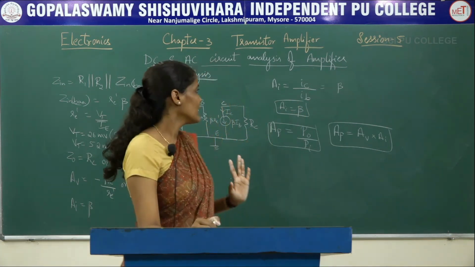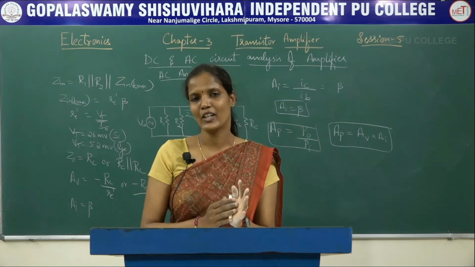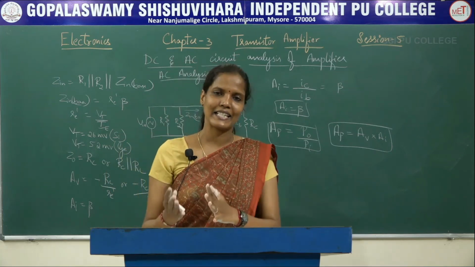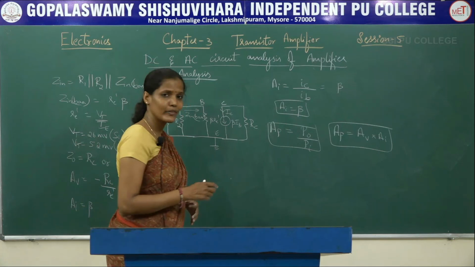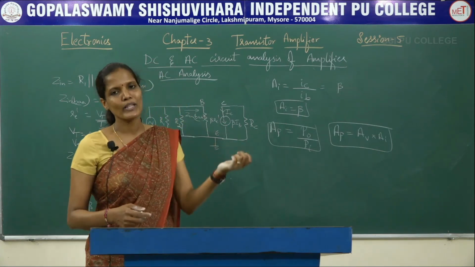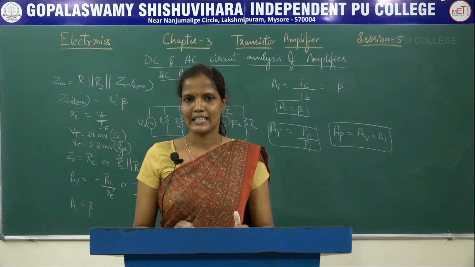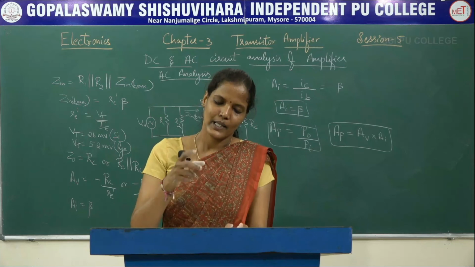So this is all about the AC analysis and the DC analysis of a common emitter configuration amplifier. We have to do the DC analysis and AC analysis separately. While doing the DC analysis, we are going to open the capacitors and the AC sources. While doing the AC analysis, we are going to short the DC sources as well as the capacitors.